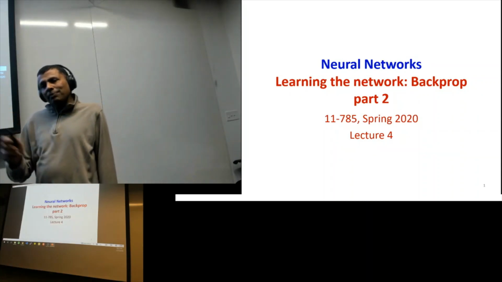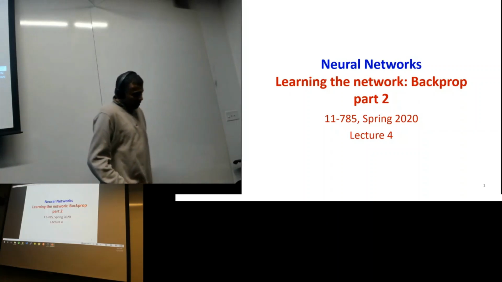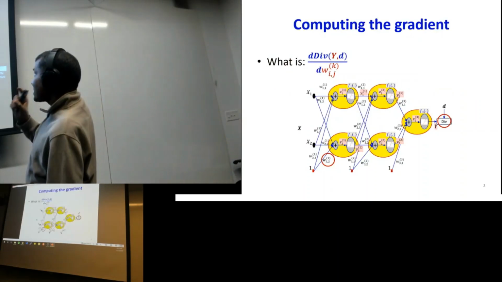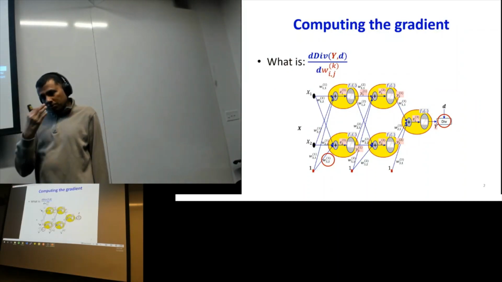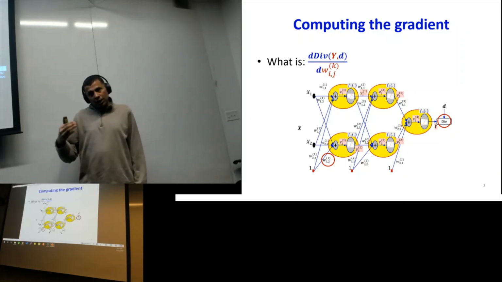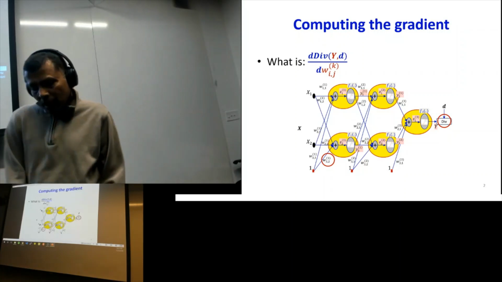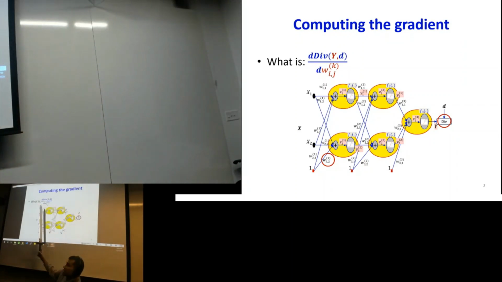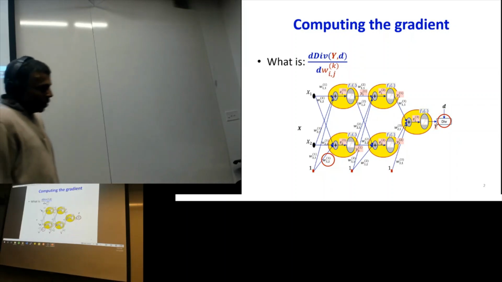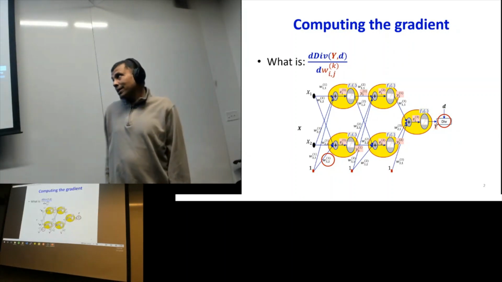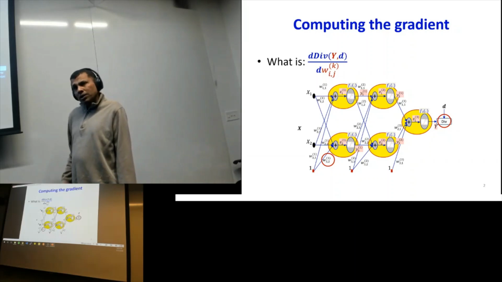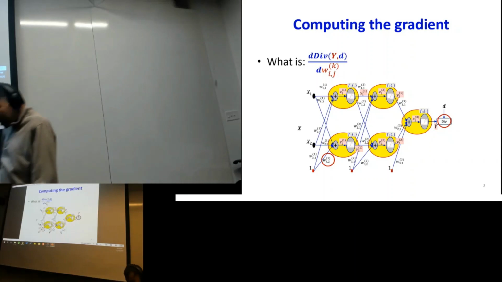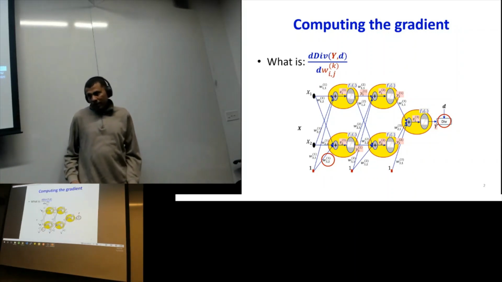Here is the second part of the lecture on backprop, which we began today morning. What we saw today morning was that in order to be able to perform gradient descent to learn the parameters of a neural network, we needed to compute this derivative, which is the derivative of the divergence between the output of the network in response to a single input and the desired output with respect to the parameters of the network.